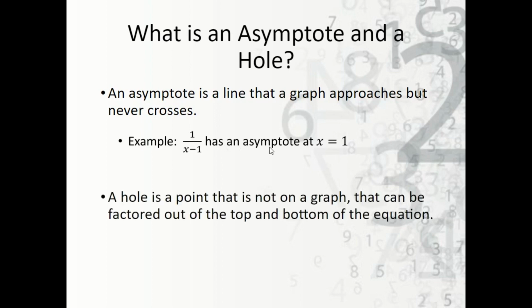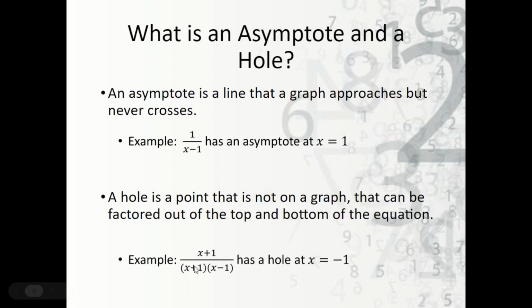Now, a hole is a point that is not on the graph, and because it can be factored out of both the top and bottom. So it's where the graph continues on and then stops for a second and then continues on after that. So an example of this would be x plus 1 over x plus 1 times x minus 1. And we'd say it has a hole at x equals -1 because this can be factored out of both the top and bottom. And then we would solve that for x, and we get x equals -1.